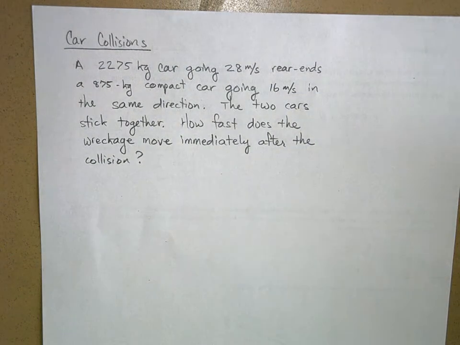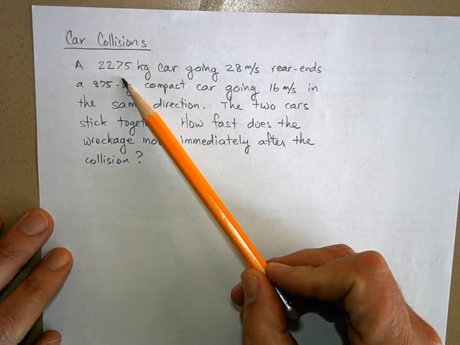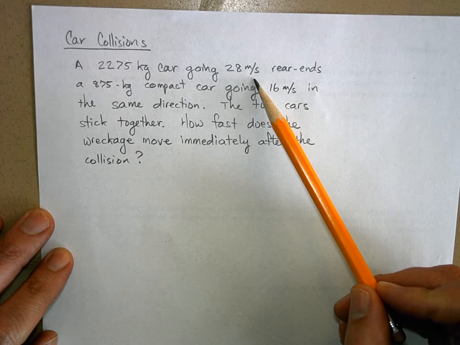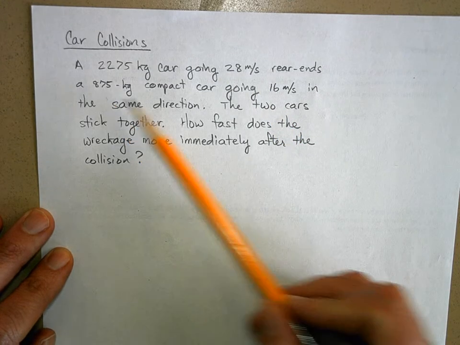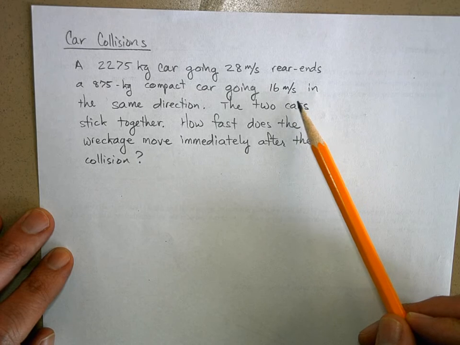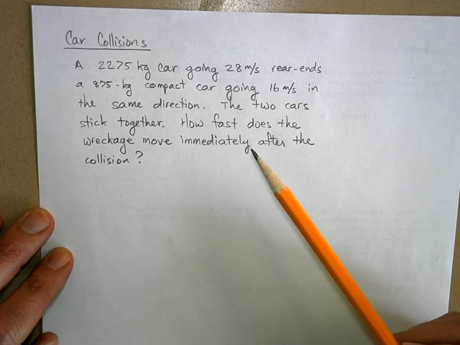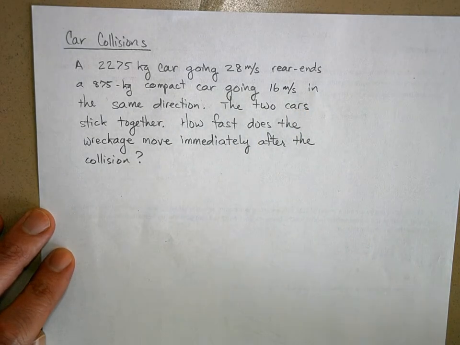So here's a car collision problem. We've got this car with this much mass going this fast. It rear ends a smaller car with this much mass. It's already going 16 meters per second in the same direction. The two cars stick together after the collision. How fast does the wreckage move immediately after the collision?